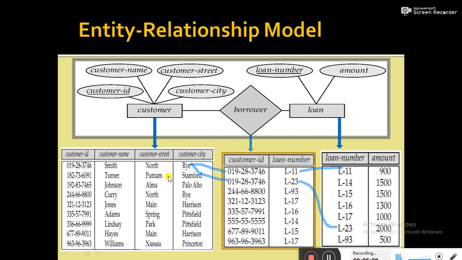you will be able to get a complete picture of which customer has how many loans and what are the amounts. That means Smith, whose customer ID is 019283746, is associated with the entity in the loan entity set via this borrower relation. That means here Smith has two loans, one is loan number 11 and another one is loan number 23 with the amount 900 and 2000 respectively.